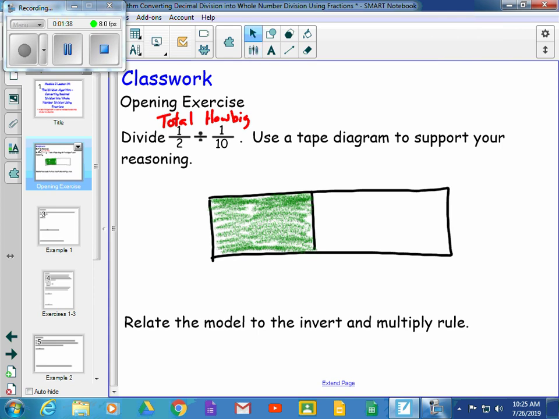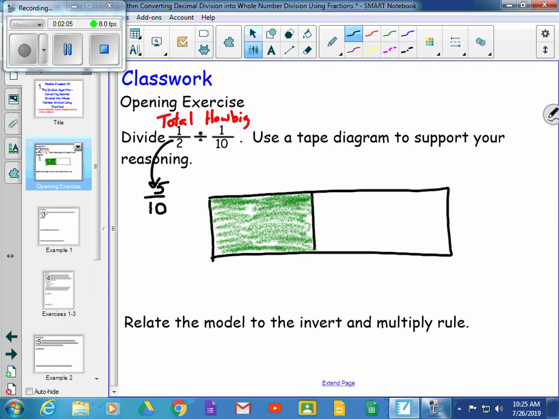But I cannot do that the way it is, because it's halves and tenths. Those are different sizes. So what I need to do is get common denominators. The common denominator for 2 and 10 would be 10. And if I multiply each number in 1/2 by a 5, I get 5/10.